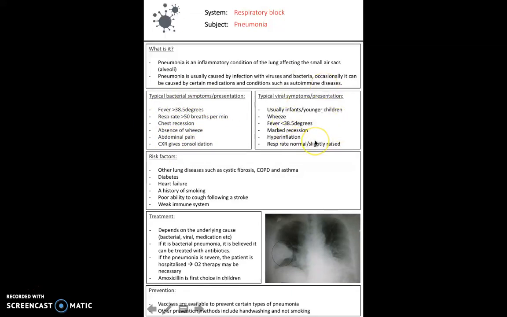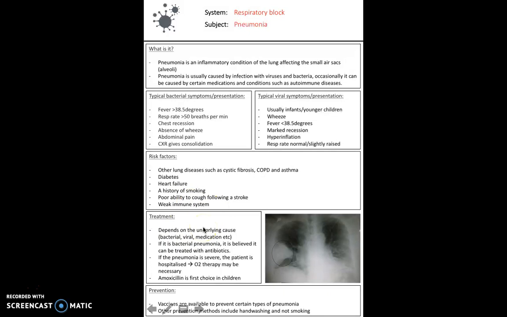Whereas a viral pneumonia, you'd expect the patients to be usually infants and younger children. You'd expect them to have a wheeze still. The fever, however, would be less than 38.5 degrees. The respiratory rate would be more normal or might just be slightly raised. In terms of risk factors for pneumonia, it could simply be a link to another lung condition such as cystic fibrosis, COPD, asthma. There are other general conditions as well, so diabetes, heart failure, history of smoking, and a poor ability to cough following a stroke.